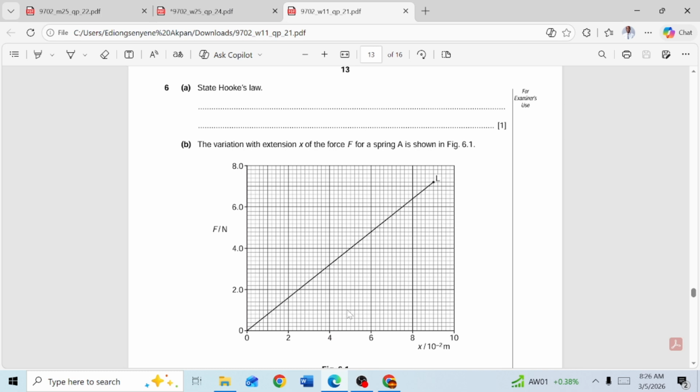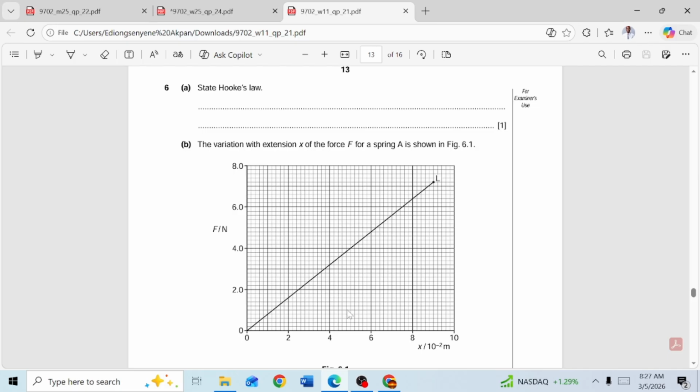Today we want to look at deformation of solids. Here we have Hooke's law. Are you struggling with how to answer questions when it has to do with spring and you don't know what to do? This one is for you. I want to show you how to go about it in a very simple way.